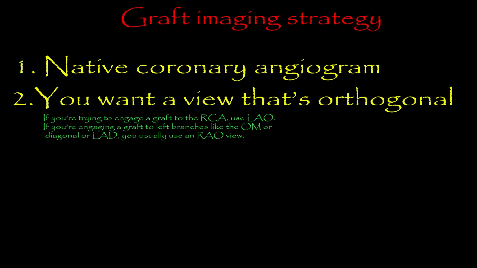All right, so next, when it's actually time to engage the graft, the view that you pick matters a lot. You want a view that's orthogonal, meaning as straight on as possible to the graft's opening or ostium. Here's the general rule of thumb. If you're trying to engage a graft to the RCA, you want to use a LAO view. That's because the right graft comes off the right surface of the aorta, and LAO lets you see it straight on. If you're engaging the left branches like the OM, diag, or LAD, then you, of course, want to use an RAO view.